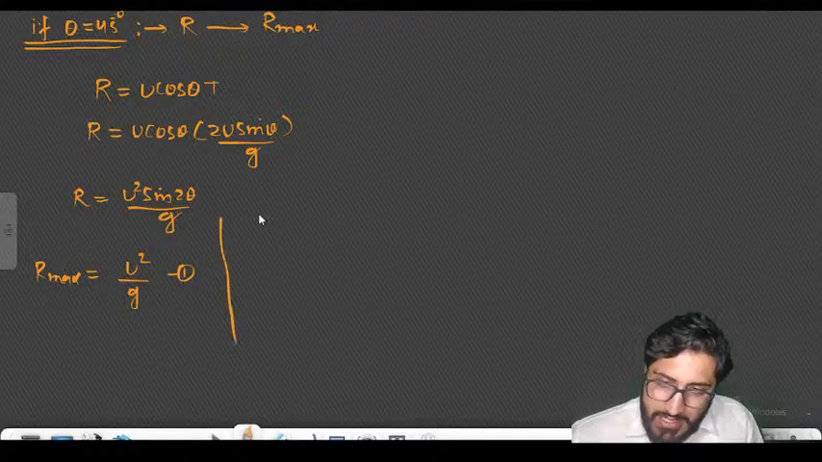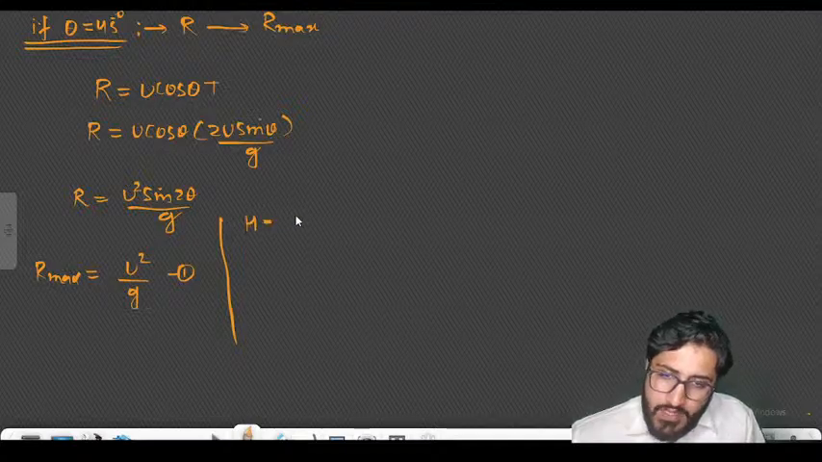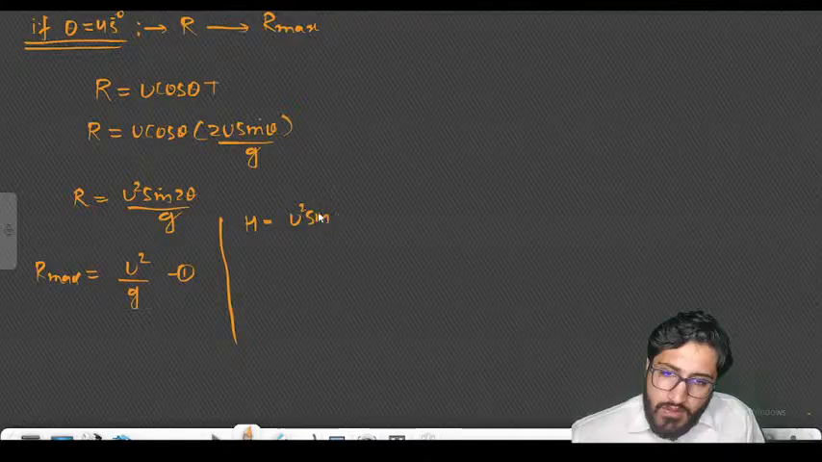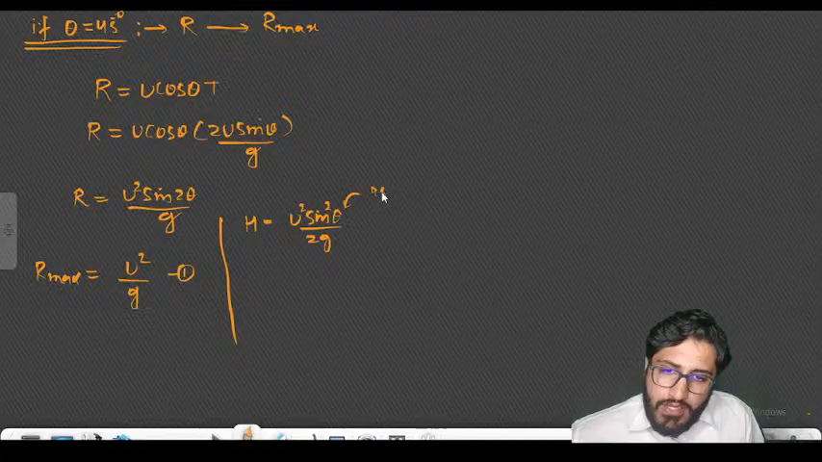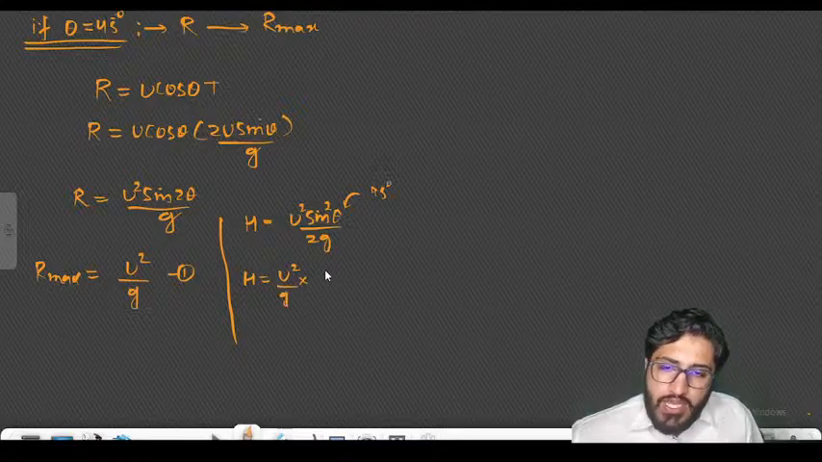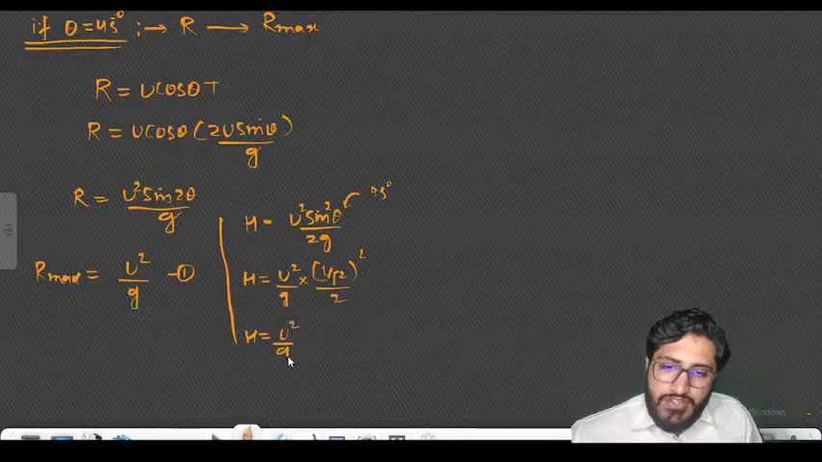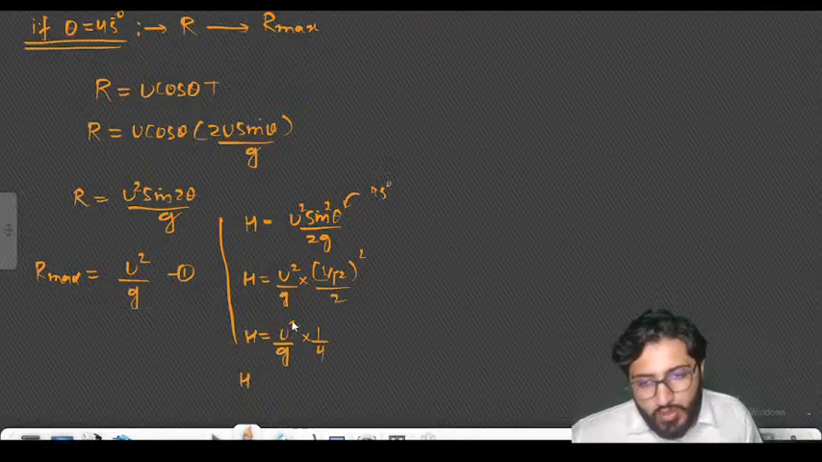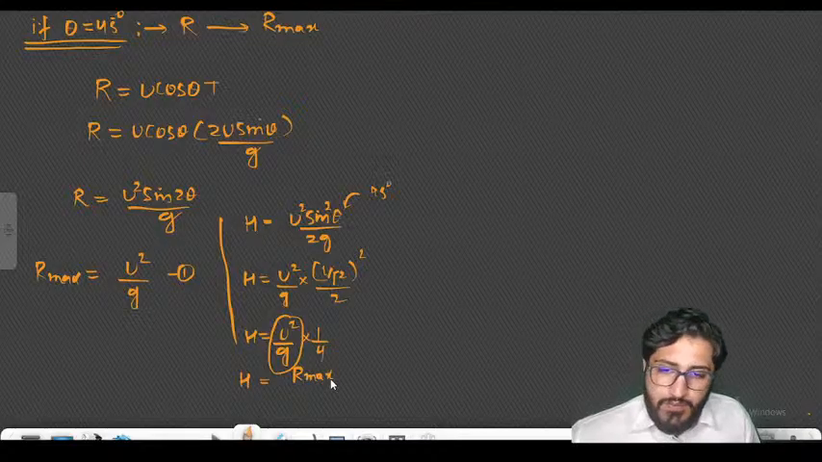Okay. What is height now? Is it u square sin square theta divided by 2g? Place theta as 45 degrees. So height equals u square divided by g, sin square, that is 1 by root 2 whole square, divided by 2, so u square by g into 1 by 4. So look, what is u square by g? Is it R max? So I can write h equals R max by 4.